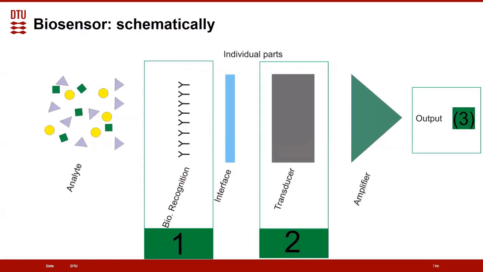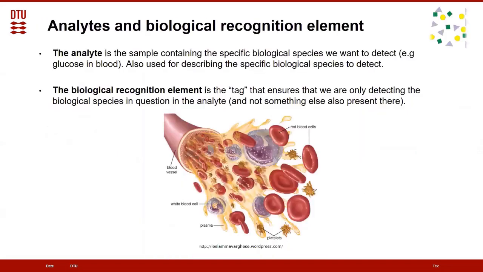So schematically, we can represent it like this. You have an analyte, what you want to measure. Then you have a biorecognition element. You have some kind of interface to couple the recognition element together with the transducer. Maybe you need an amplifier, and then you need an output. So let's look at these components.